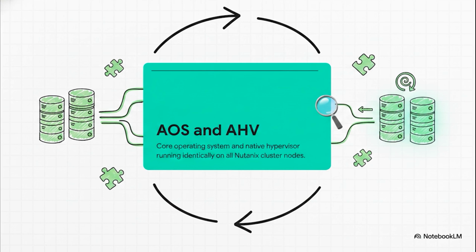New nodes never run disparate versions of AOS or AHV. The expand cluster process enforces absolute 100% homogeneity before a node is ever allowed to touch production workloads. That's how it maintains perfect cluster consistency.